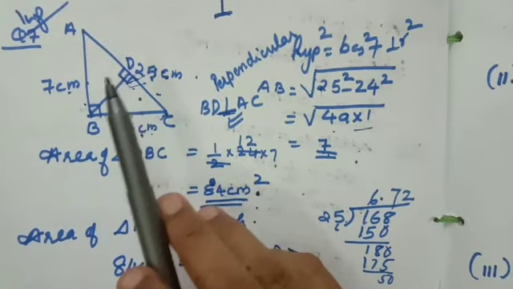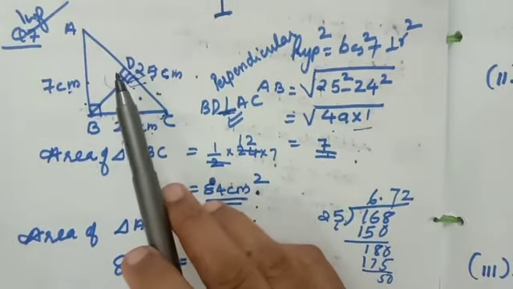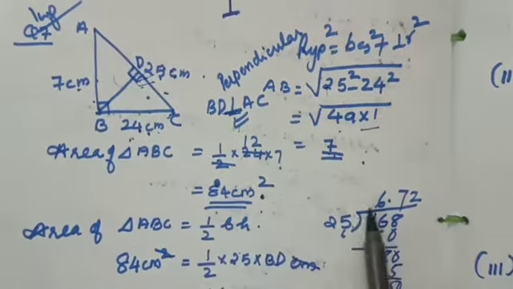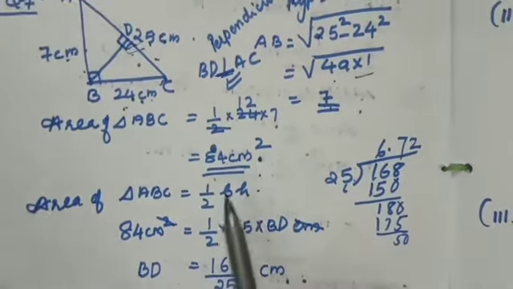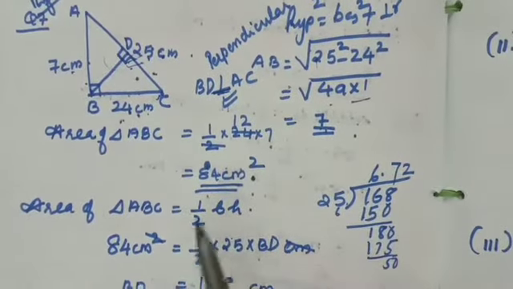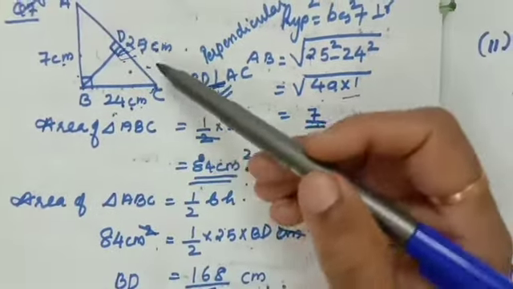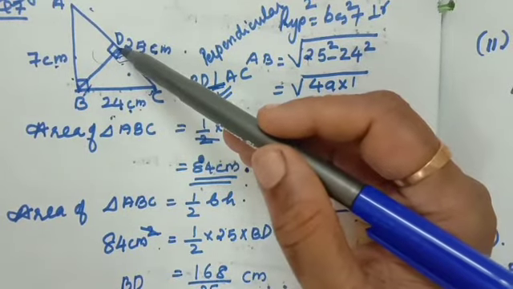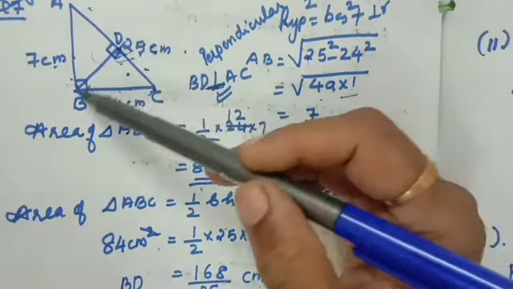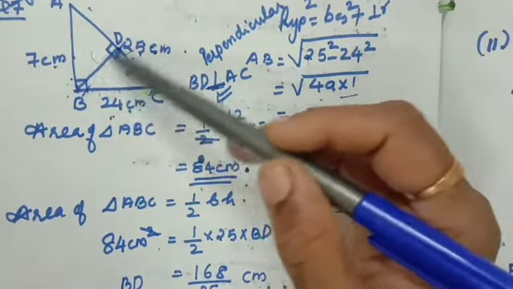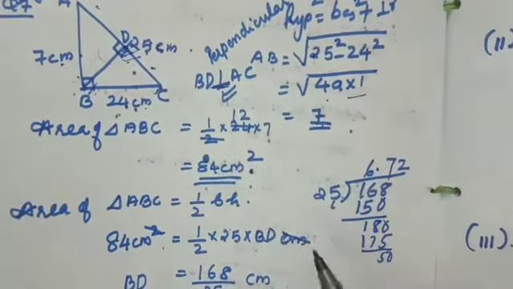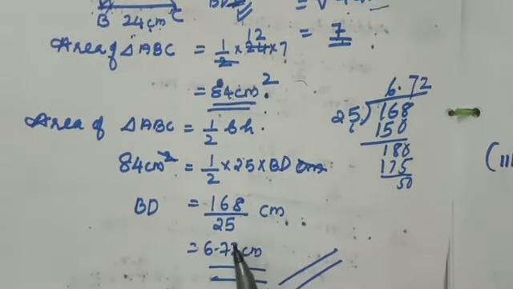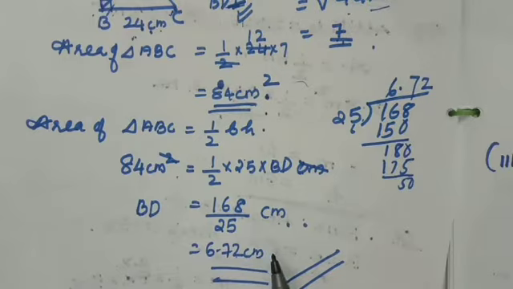That area should be the same, because the area of one triangle will be the same. Any formula you take, the area must be the same. So in another way I am finding the area, but the area is 84 only. Now I am taking base as 25 and perpendicular as BD. Like that also I can take half base into height. Height means the 90 degree line, that is BD. 25 into BD equals 84. Area I already found, so cutting it, you will get BD equal to 6.72 centimeter.